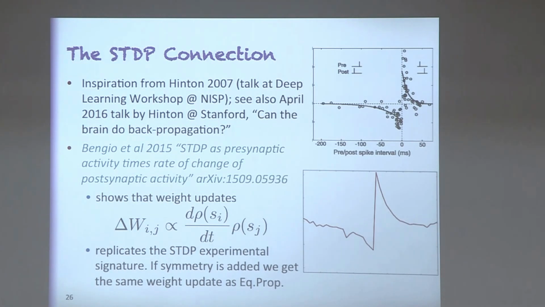Now I know that STDP is much more complicated than this picture, but it's interesting that you can recover this kind of relationship with a learning rule that doesn't really care about spikes so much as the rates and the temporal derivative of the rates.